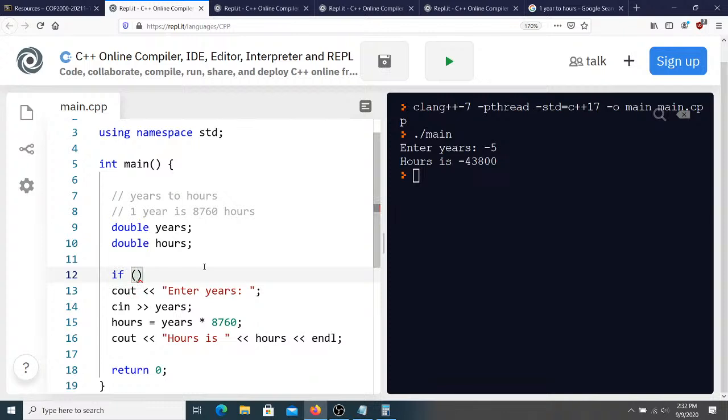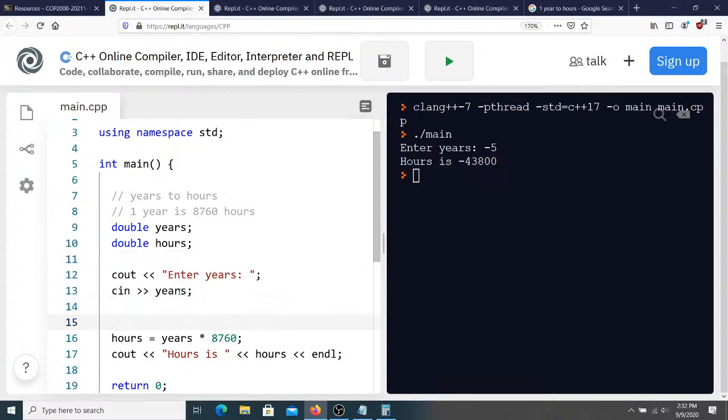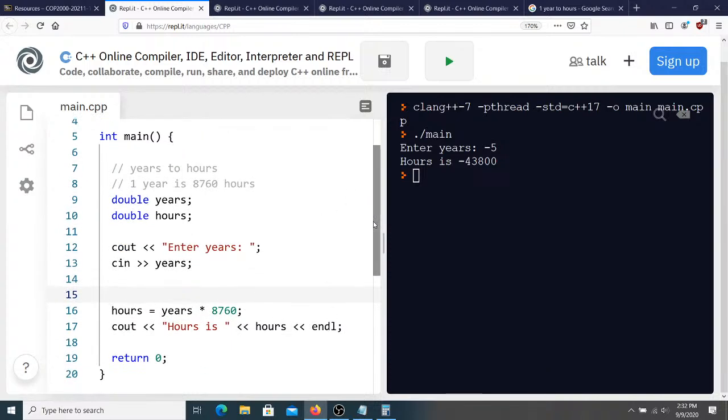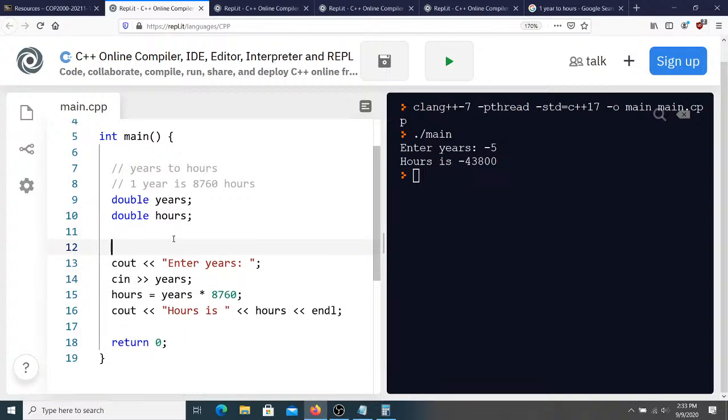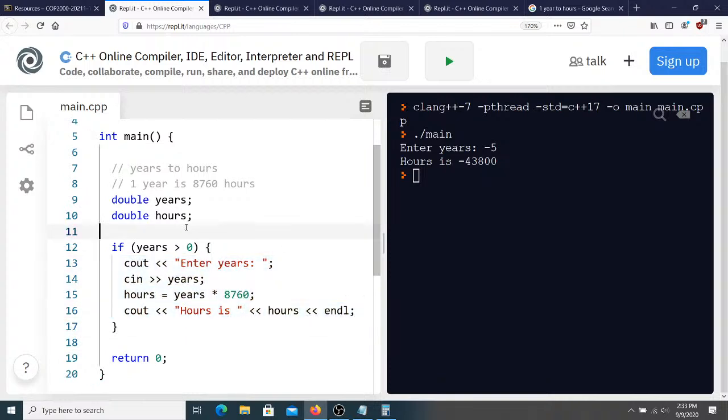So we have to do that after they've given us years. By the way, it's good that I almost typed it like that. The order of this stuff does matter. So if I had wrapped this entire thing with this if statement, so don't type this because this is incorrect. What would have happened?